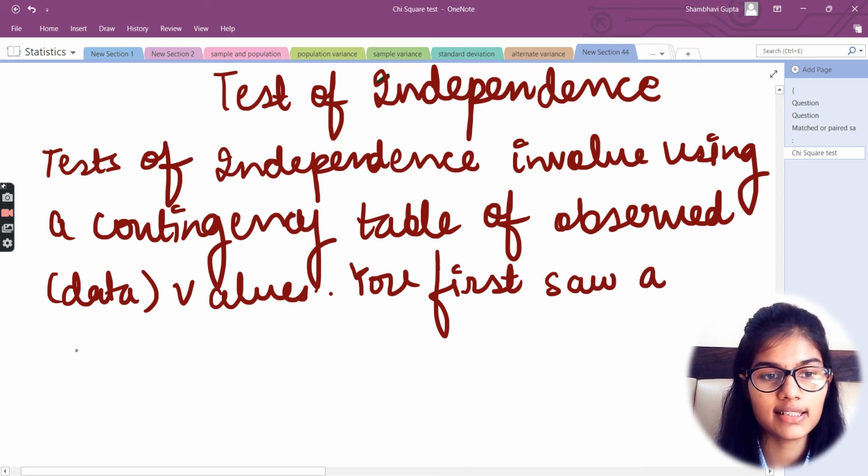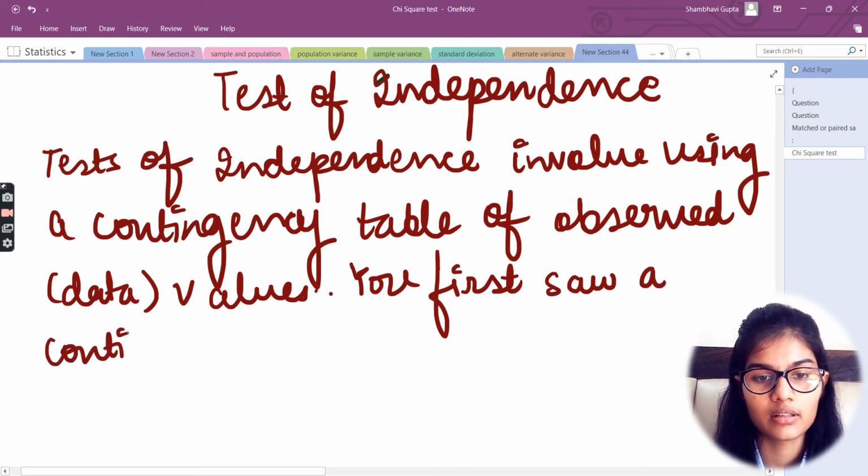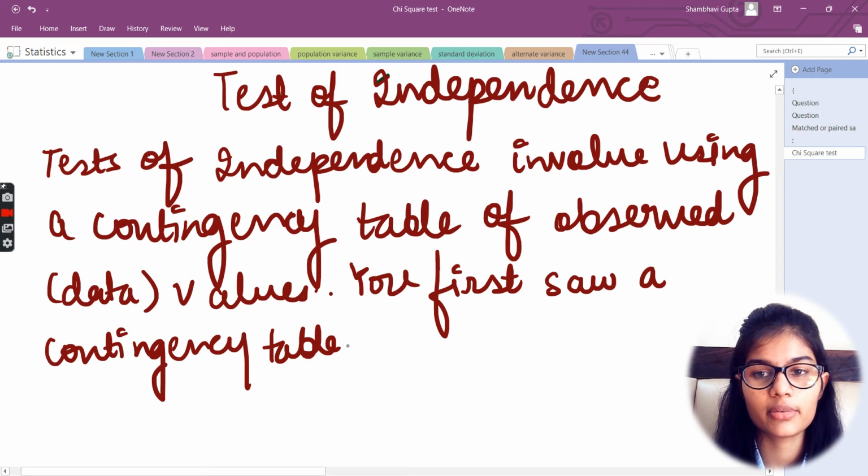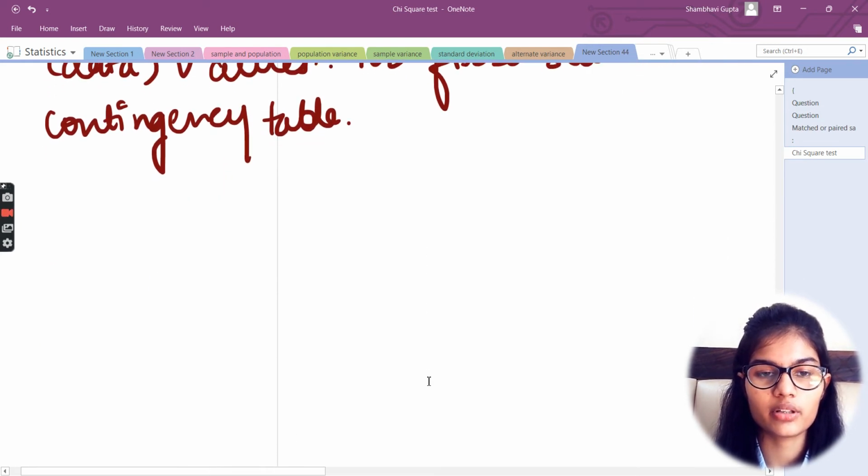Next, we have the contingency table. We studied this a little bit, not in much detail, in the previous topic. So yes, we had seen about this. Now we have the test statistic.